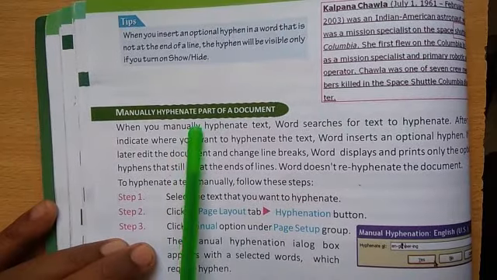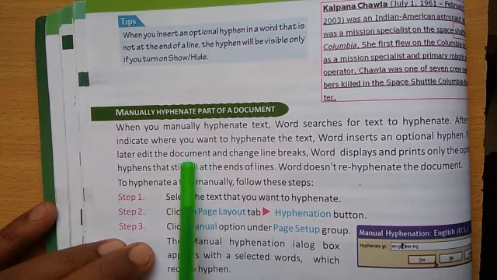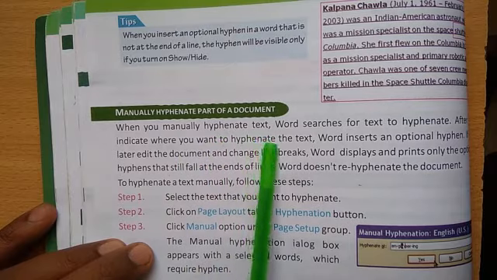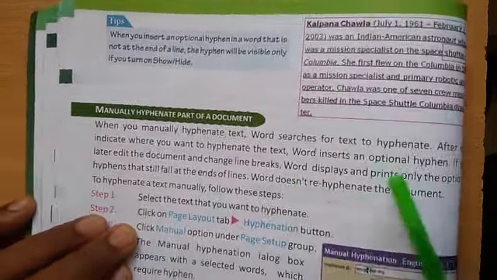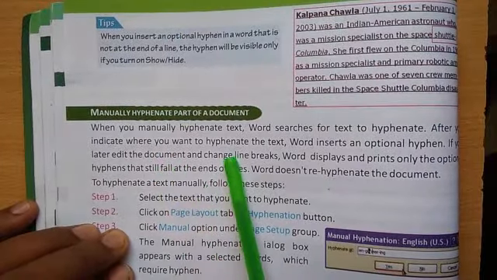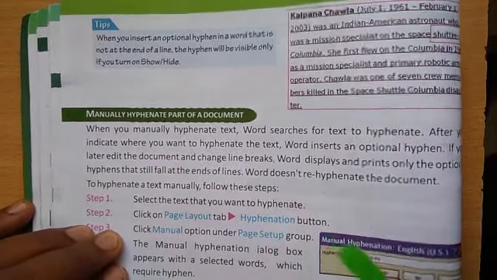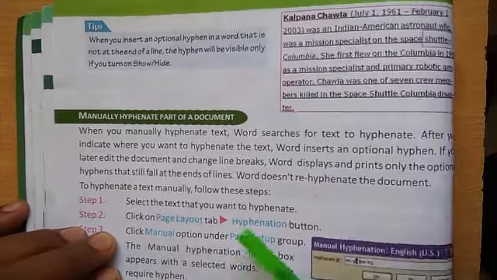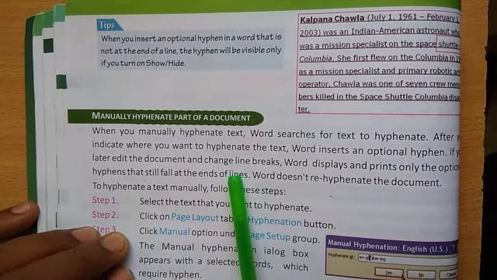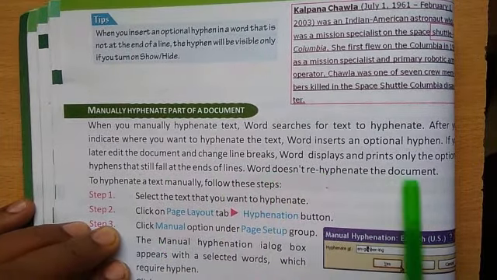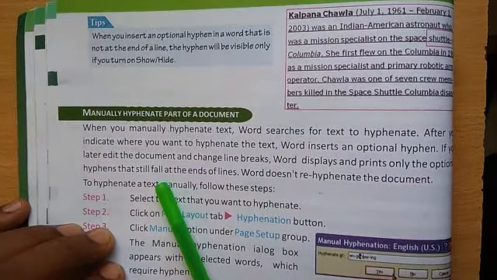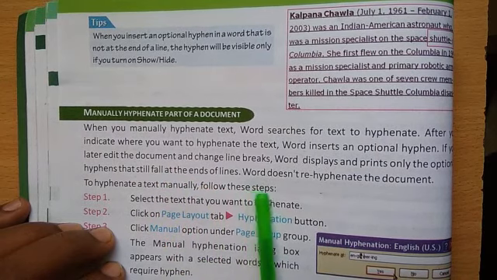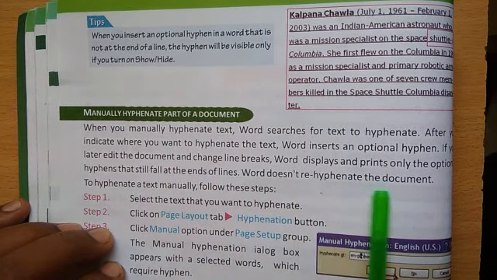Next given here, manually hyphenate part of a document. When you manually hyphenate text, Word searches for text to hyphenate. After you indicate where you want to hyphenate the text, Word inserts an optional hyphen. If you later edit the document and change line breaks, Word displays and prints only the optional hyphens that still fall at the end of a line. Word doesn't re-hyphenate the document.